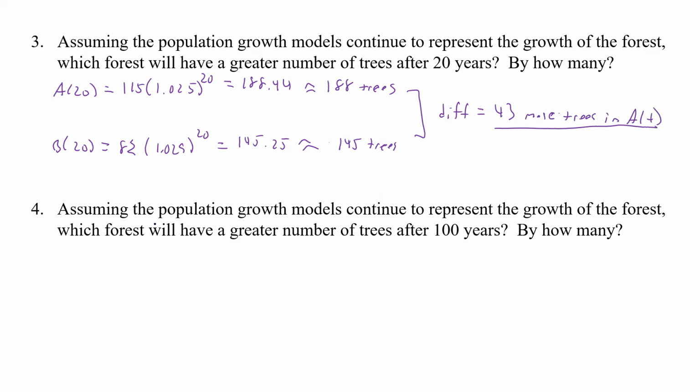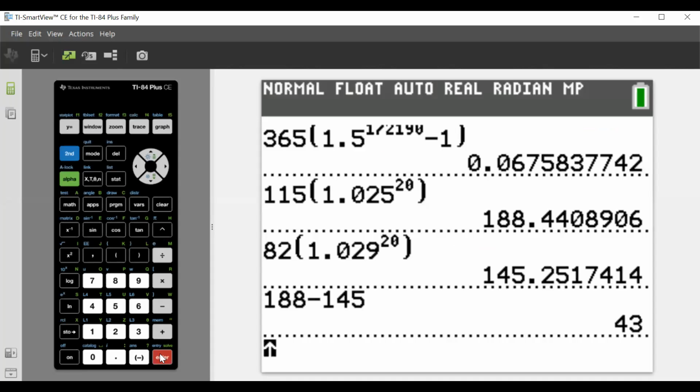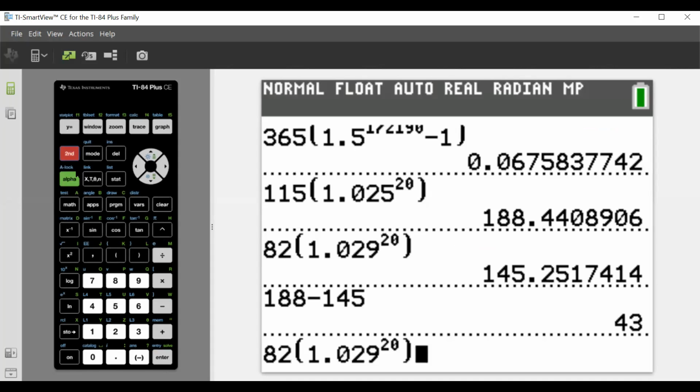Okay. Now, assuming the population growth models continue to represent the forest growth, which forest has a greater number after 100 years? Well, now we do A of 100 and B of 100. And so 115, 1.025, 100. This is 82, 1.029, 100. And so we're going to do the same thing, except we're going to plug in our 100. So guess what we're going to do? We're going to go back so we don't have to type everything over. And so this one, we're going to plug in 100 and we'll get a value.